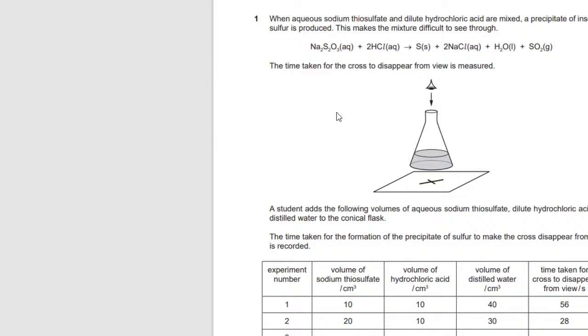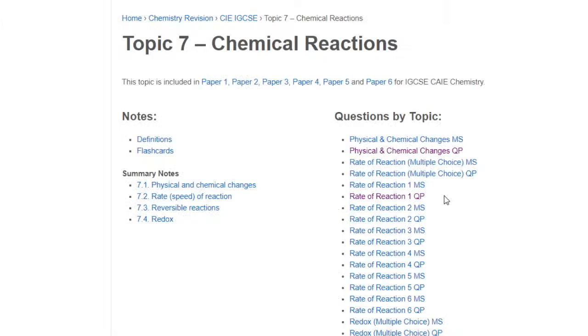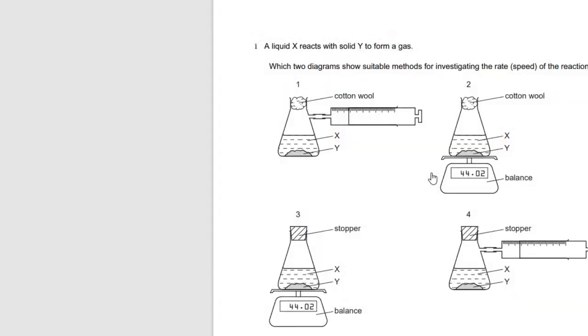Okay, so rate of a reaction. So it says, when an aqueous sodium thiosulfate. Okay, let's see if we have any multiple choice. Yeah, we do have some multiple choice. So why don't we do some multiple choice first? That's a good way to answer this stuff and to understand better.